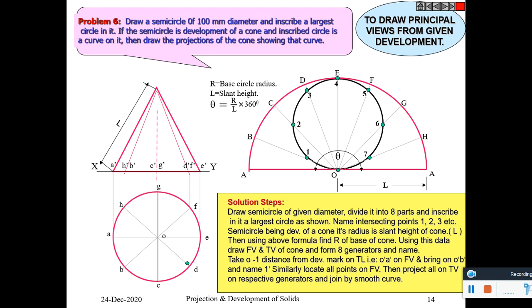Now these points are plotted in the front view and top view as well. Draw a smooth curve using all these points. Similarly, draw the points in the top view as well, and draw a smooth curve passing through these points. We get the true shape.